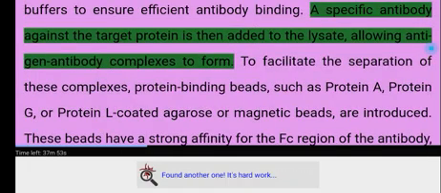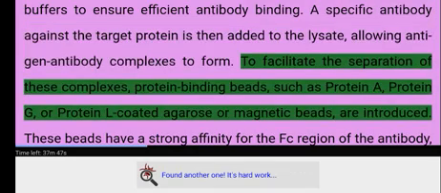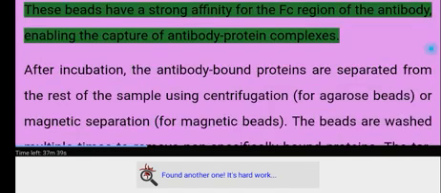A specific antibody against the target protein is then added to the lysate, allowing antigen-antibody complexes to form. To facilitate the separation of these complexes, protein binding beads, such as protein A, protein G, or protein L-coated agarose or magnetic beads, are introduced. These beads have a strong affinity for the Fc region of the antibody, enabling the capture of antibody-protein complexes.